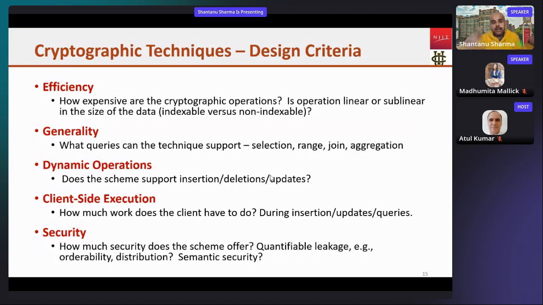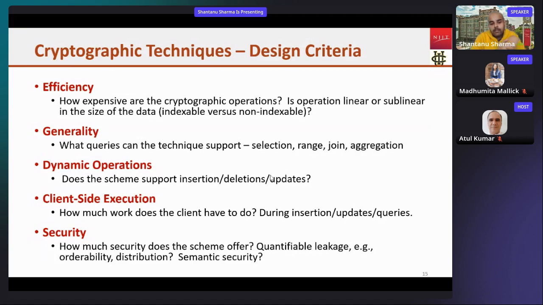That B tree can traverse. We can traverse the B tree by its own. So this is not there. There is no such technique that can support all types of database operations such as selection, range queries, join, and different types of aggregation operation. Different techniques can support different operations, but not all the operations.